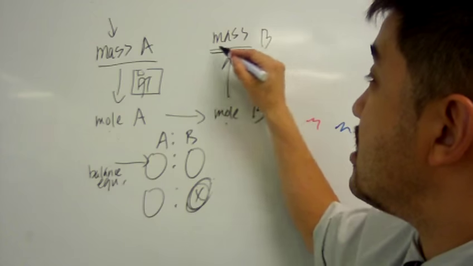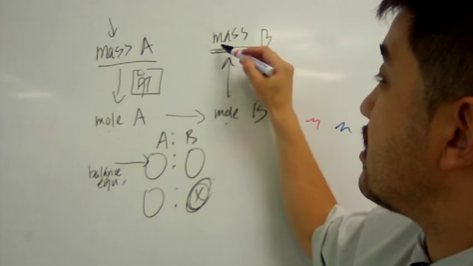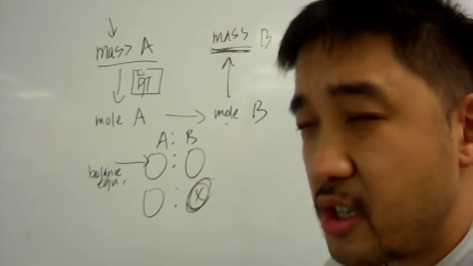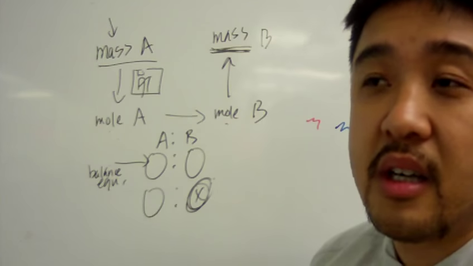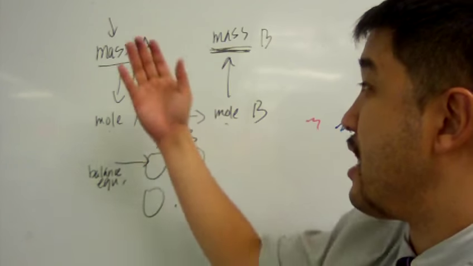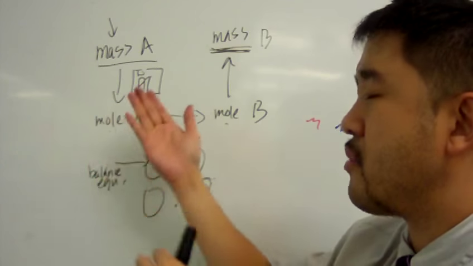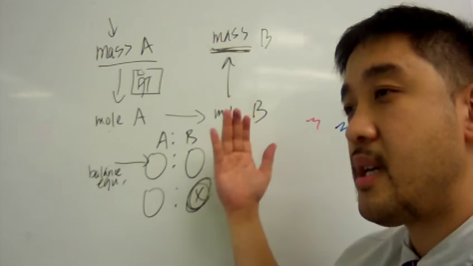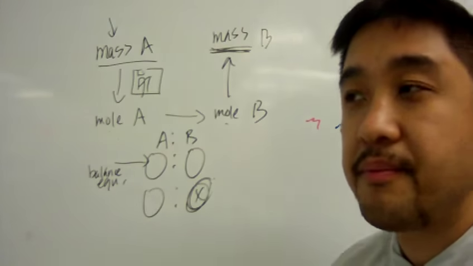And when you measure this, and then you calculate this mass, that's the mass that you should get out of the reaction. All right? So there you go. This is the concept map of the mass of A to get the moles of A, to get the moles of B, to get the mass of B.